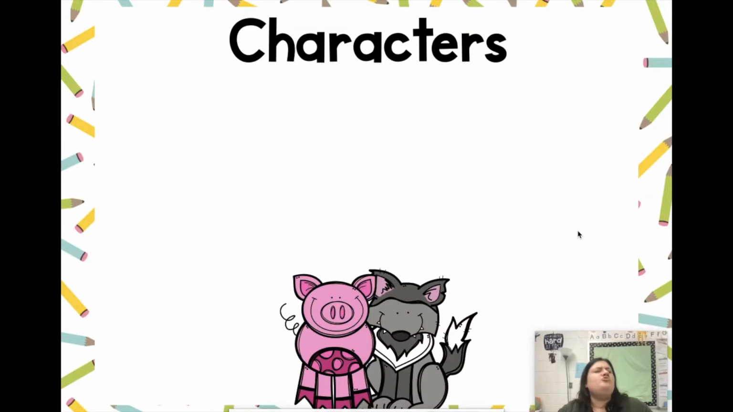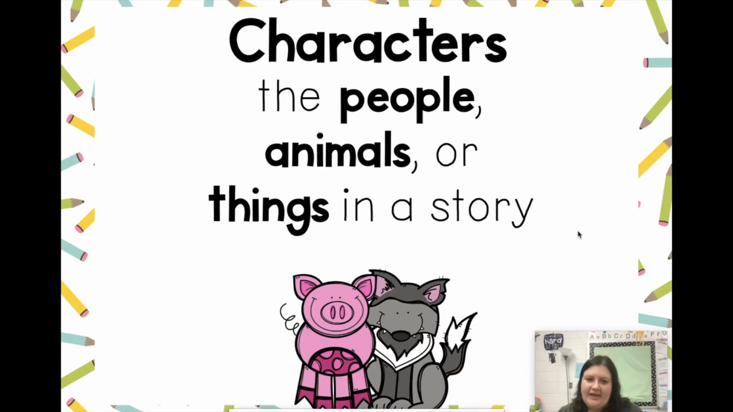So first up, what exactly are characters? Characters are the people, animals, or things in a story. They are the stars of the show. And I have a story right here called Little Red Riding Hood. And as you can see, there are 2 characters. We have a little scooter and we have a monster truck looking thing right here. You can see the 2 different characters. These are actually things. Think about it. Does your scooter or a monster truck talk and act like people do? No. So characters can be things.